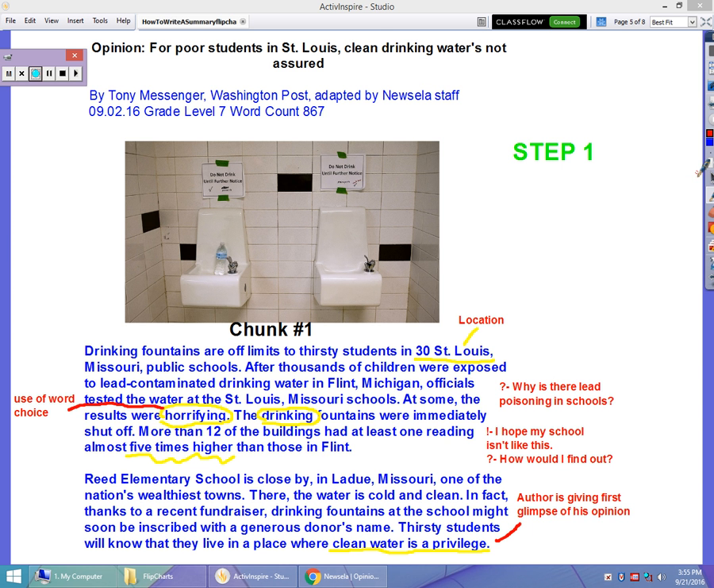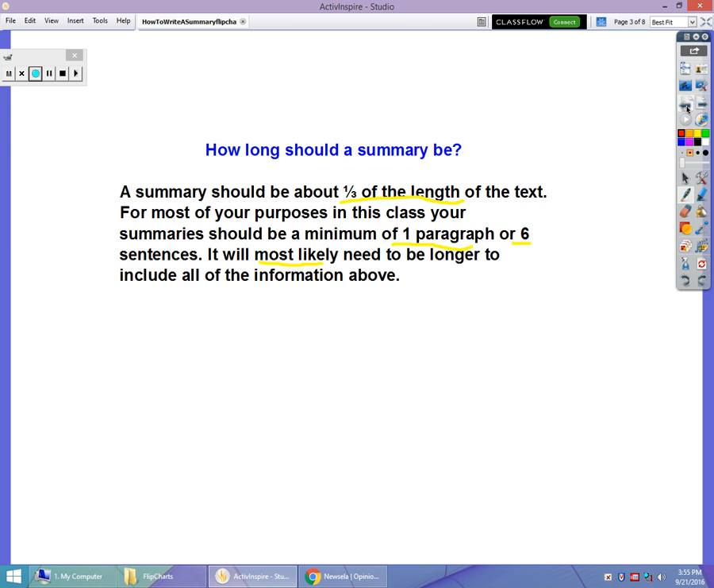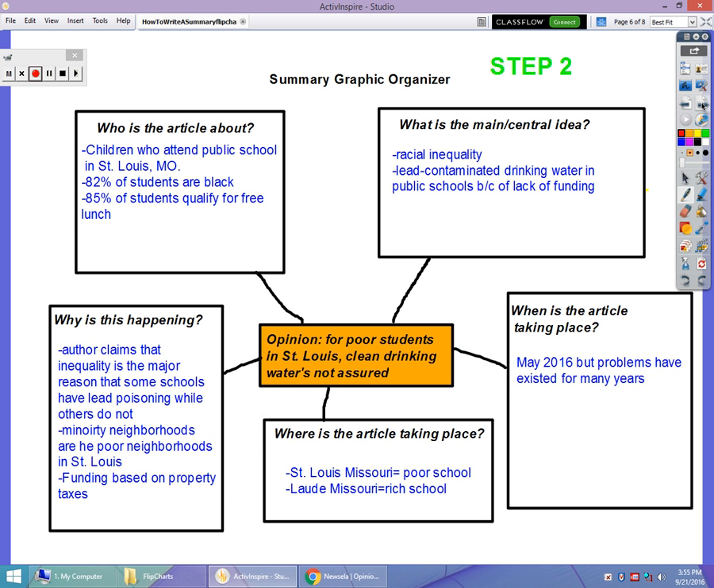So step one for any summary writing is you always have to read and annotate what you're first going to write your summary about. So here's an example of our annotation. Then step two is going to be this lovely graphic organizer. So it has the who, what, when, where, and why of the article. So remember, if we go back to the beginning of what needs to be included in your summary, we talked about the who, what, when, where, and why of the article. And that central idea is going to be included in the what. So what is the main or central idea?